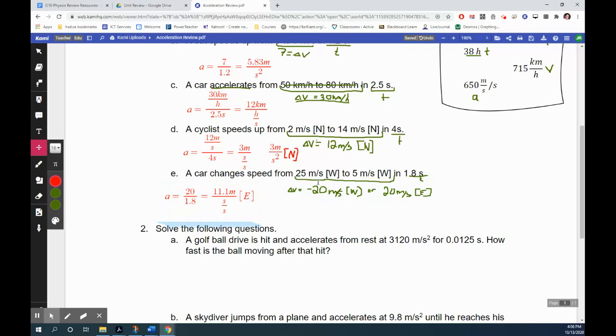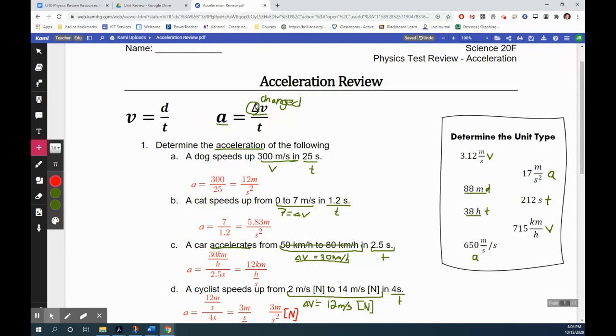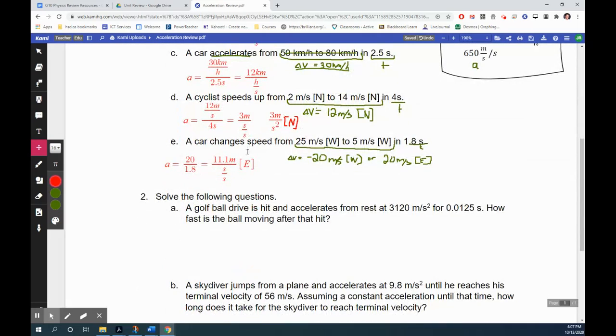We still found the change. How much did it change? It changed 20 in 1.8 seconds. So we didn't use either speed by itself. If you've got two speeds, you find the difference. This is a big deal, this triangle. You have to find how much it changed.